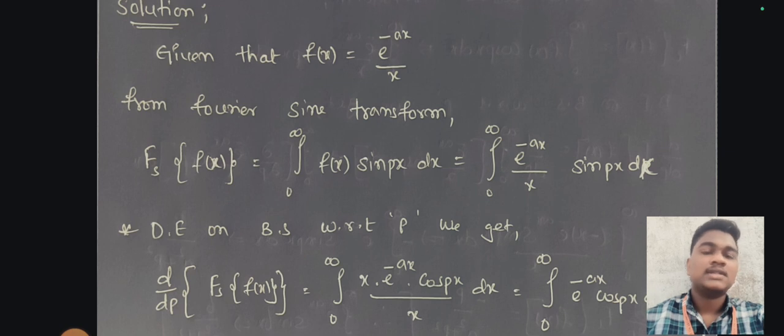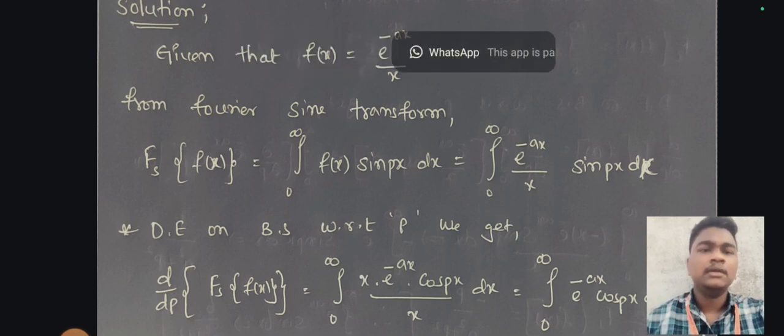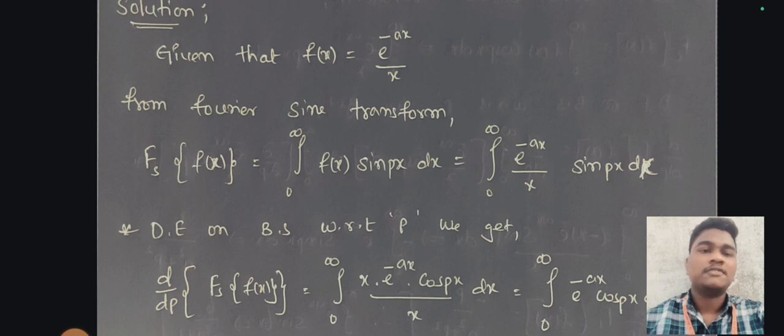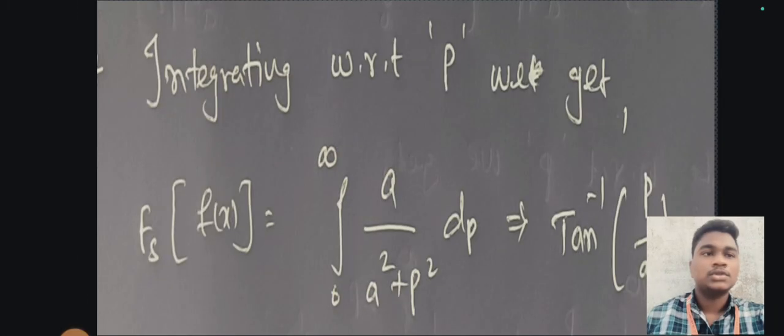So after that we get the equation d by dp of F_s of f of x is equal to the integration from 0 to infinity of x into e power minus ax into cos px by x into dx, which is equal to the integration from 0 to infinity of e power minus ax cos px into dx. Let us go forward in this problem. After that, we want to integrate both sides with respect to p.